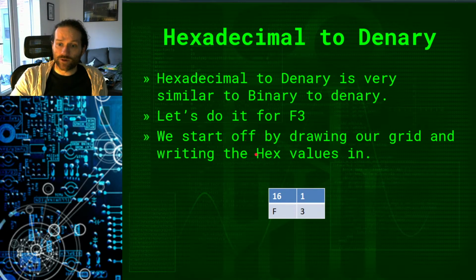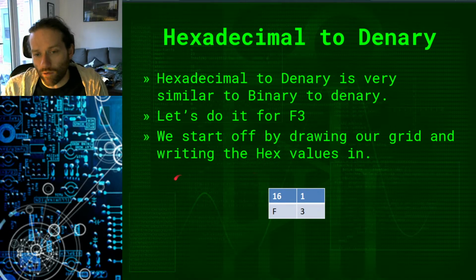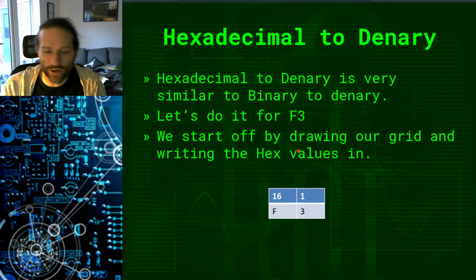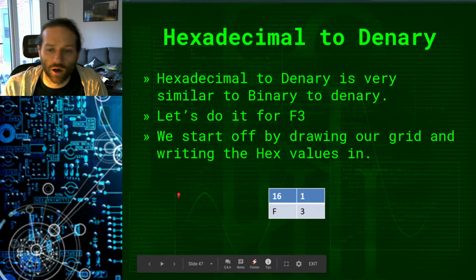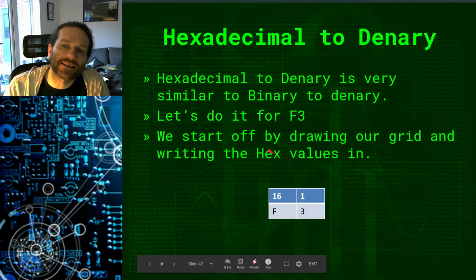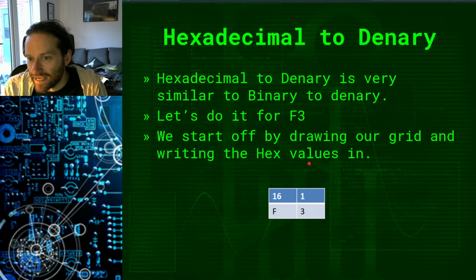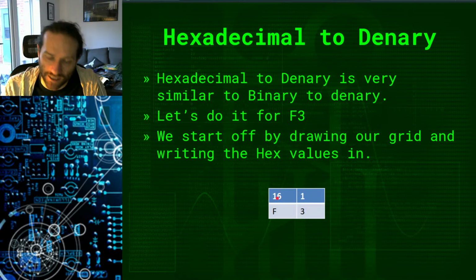Remember in binary, you'd write out the table 128, 64, 32, 16, 8, 4, 2, 1, and any columns with a 1 underneath, you'd add that on. Well, we're doing exactly the same thing here, except for hexadecimal, you only have 2 columns. It's base 16, so you're going to have 1, you're going to have 16.